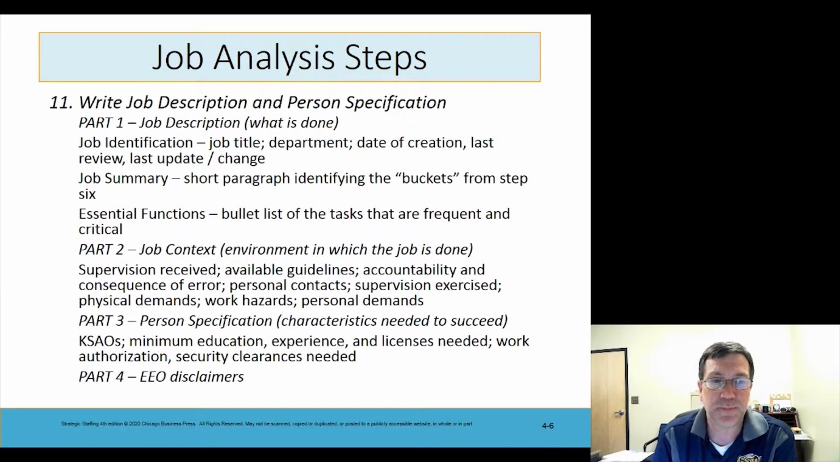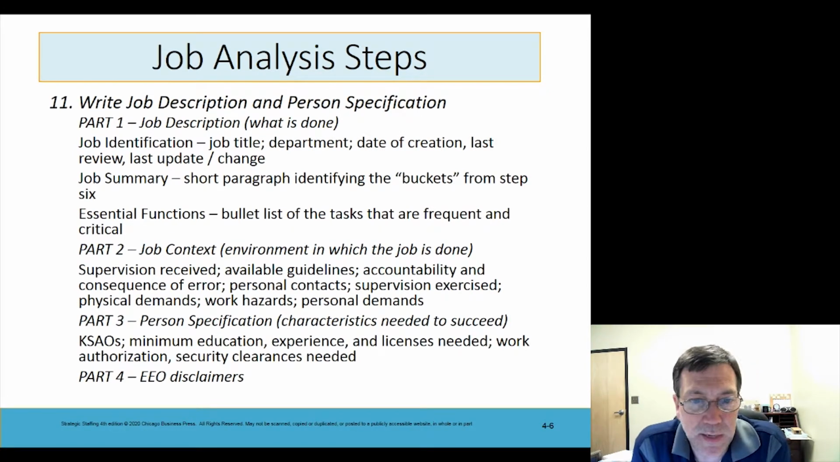A couple of things to think about. Step number 11, actually, that I meant to have on the last slide. It took up a whole slide by itself. Once you got all that done, now you can create the document. Write the job description, write the person specification. Remember from 4A lecture that the job description is a summary of what is done. It involves on the document the job identification, the title of the department, when we created this job description, when we looked at it last, when we changed it last, then a summary, the short paragraph.